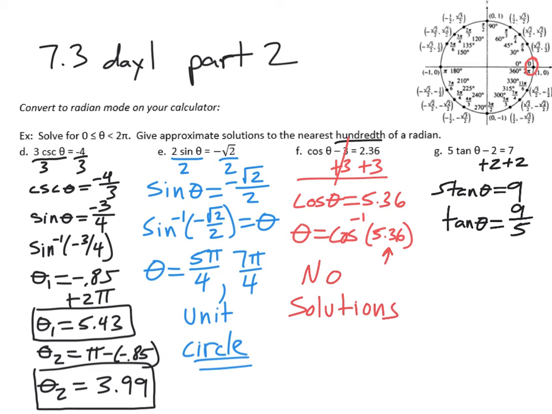I think I'm still doing this right. I haven't really been paying attention to my work, but let's see here. I added 2. I divided by 5. So far, I like what I have. And now, to get my answer, I want to do tangent inverse.